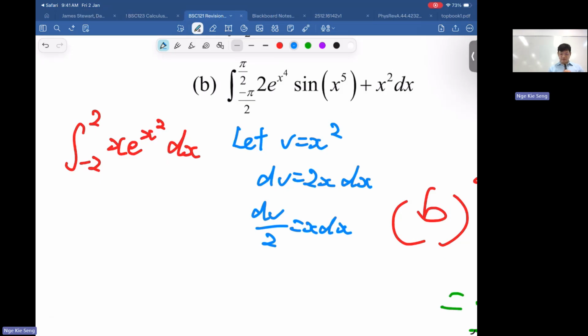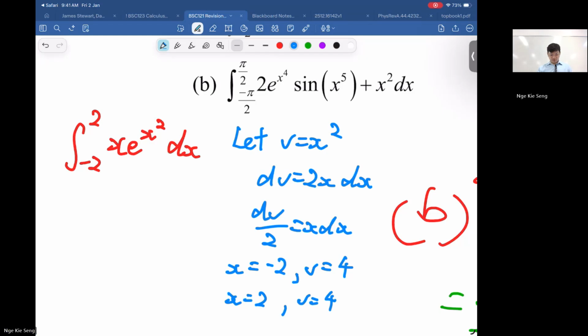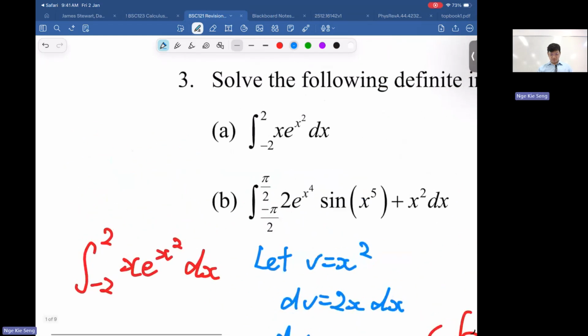Remember, when you do substitution, your integration limits also need to change. So when x equals minus 2, v is 4. When x equals 2, v is again 4. This is very dangerous. So the evaluation at one point is only 0.